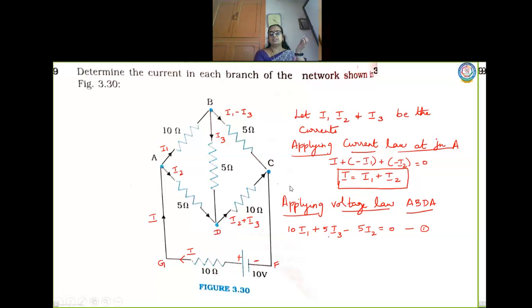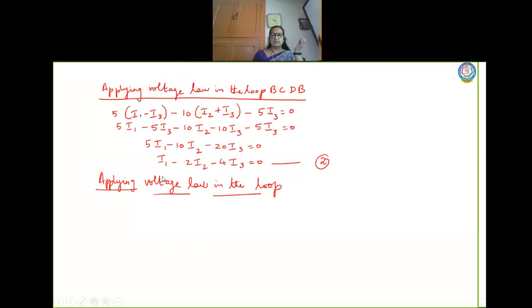So I am taking this third loop. Okay, so it is A, D, C, F, G, A. So let me write that in the loop A, D, C, F, G, A. Okay, now let us write the equation, children.